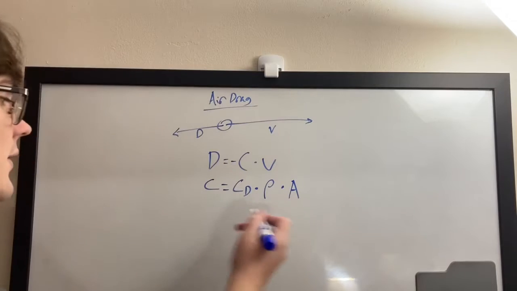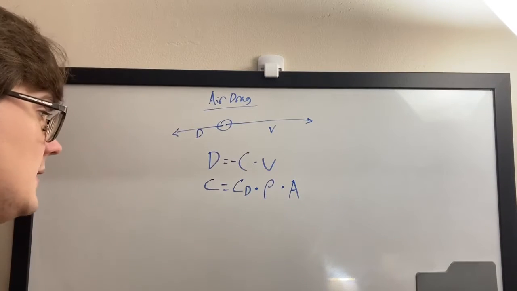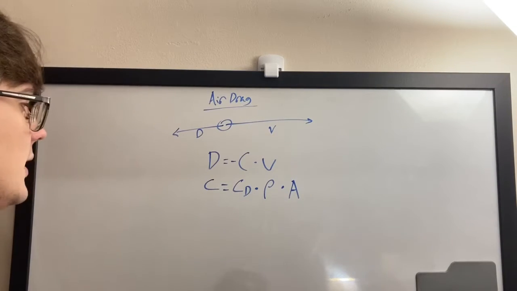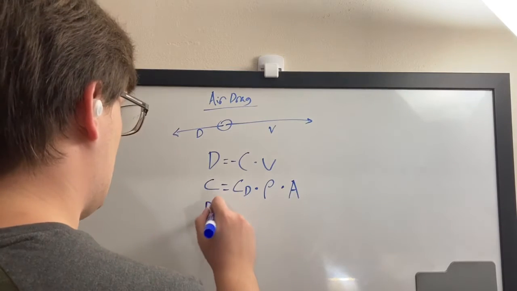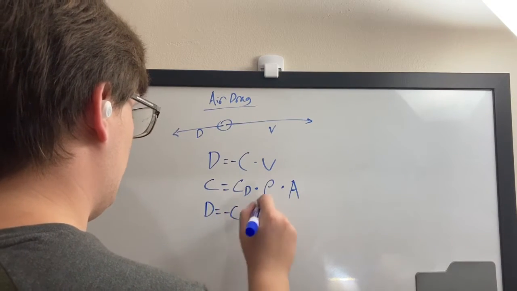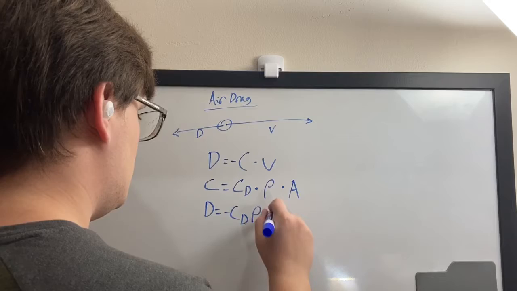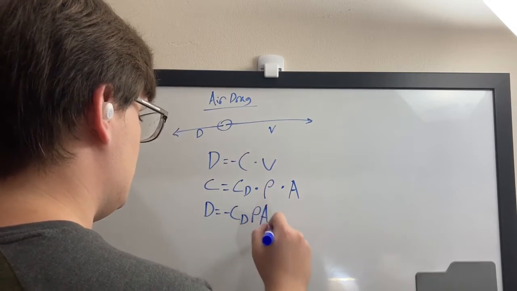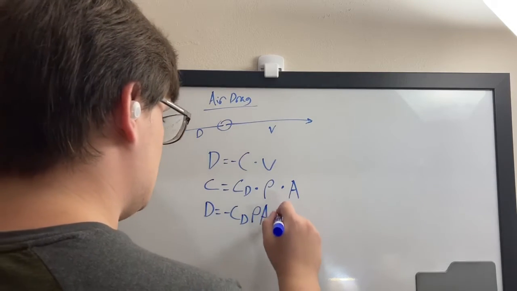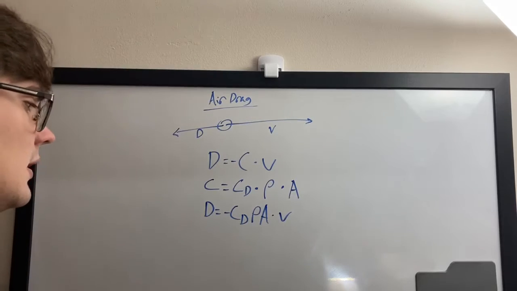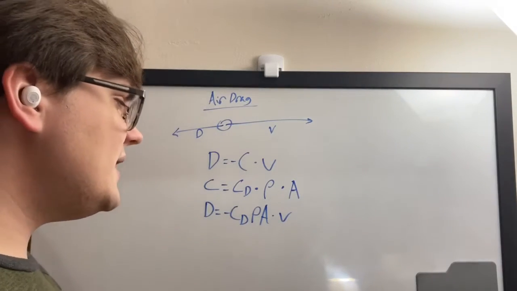So these are the three things that this is really based upon. You can expand this equation if you really want to. This drag is equal to the negative coefficient of drag times rho, which is the density, times the area, the cross-sectional area, I should say, times the velocity. So what does this really mean?